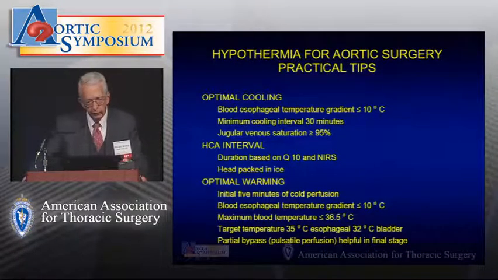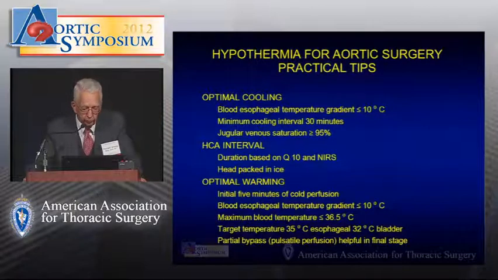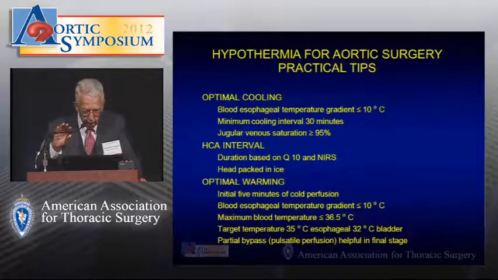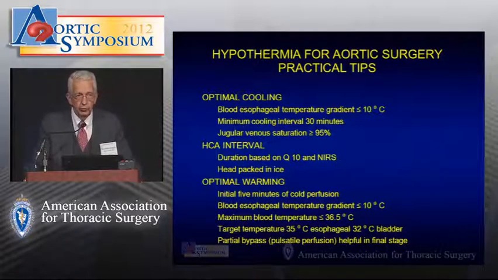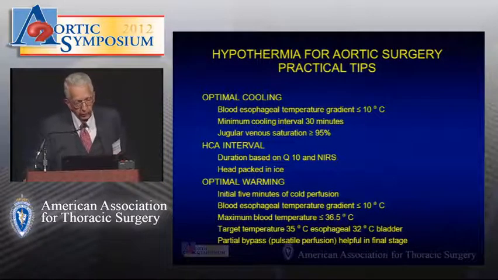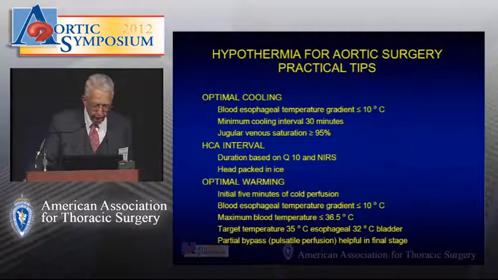Finally, practical tips. At the end, what's important about hypothermia, how does one implement it, and so on. These are the factors that I think are quite important. Not having too wide a temperature gradient between the blood and the tissue being cooled. In this case, the brain is what we're most worried about. Thorough cooling is important. We think this takes at least 30 minutes if you're going to go down to profound level. And it's nice to be able to assure that you have thoroughly cooled the brain.